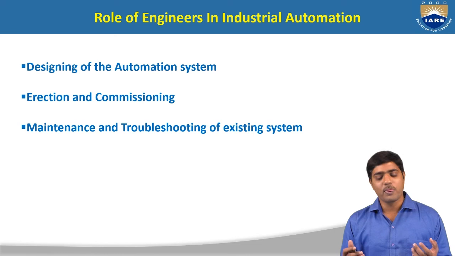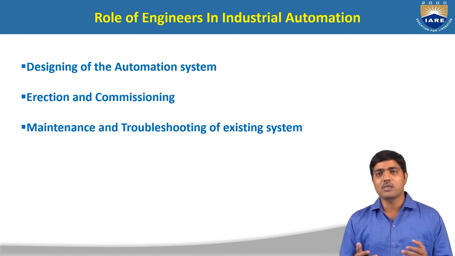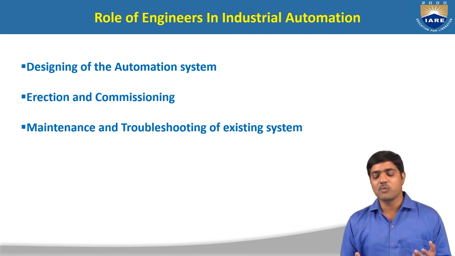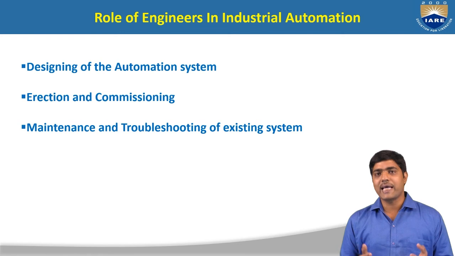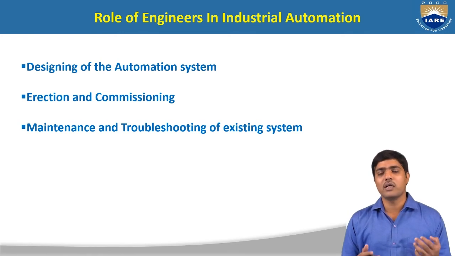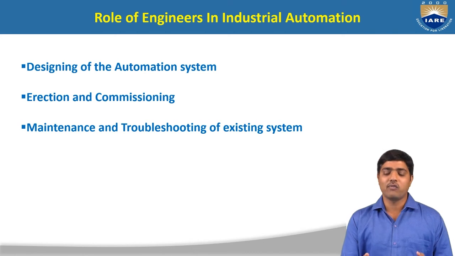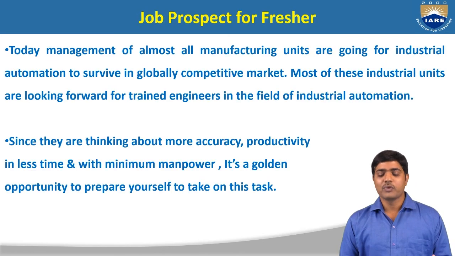For every quarter or every year, you have to inspect the entire industry. That is very important when you have automated. Maintenance and troubleshooting of the existing system is also very important. So in all these three aspects, any person who has the skills of industrial automation can work in these three categories. And now, job prospects for freshers.